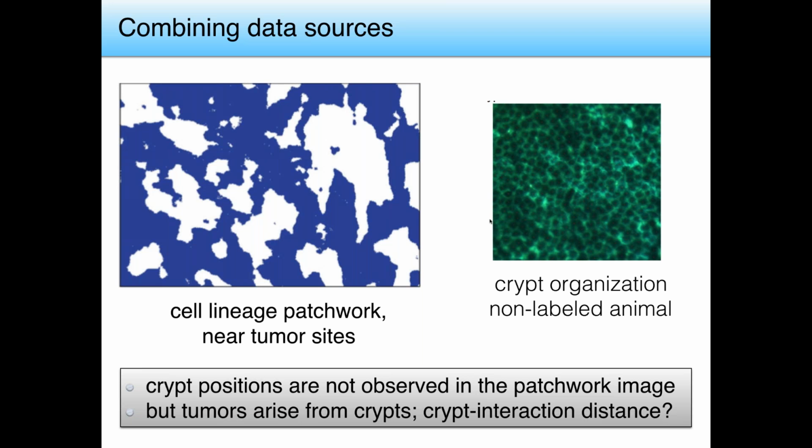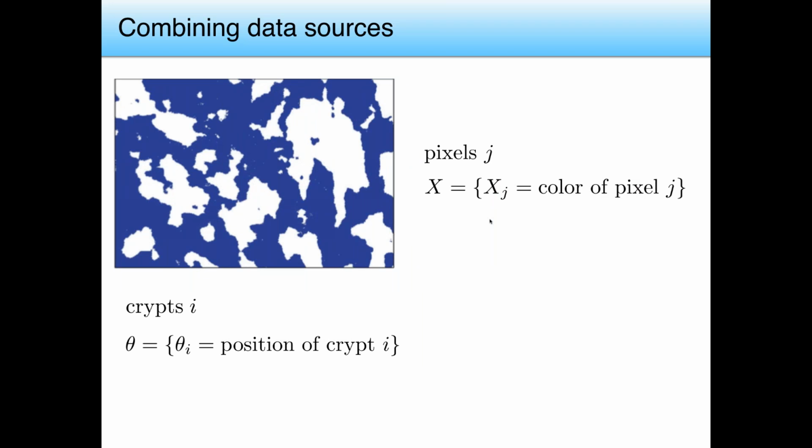The reason we want to do this is because we're trying to understand how many pairs of crypts are really on edges between blue and white that could potentially give rise to these polyclonal tumors. Well, so the data on one side, the X, is a pixel image, a blue-white image. The unknown quantity, theta, is the positions that we record as centers of positions of crypts.